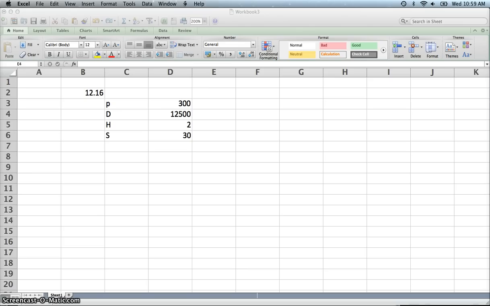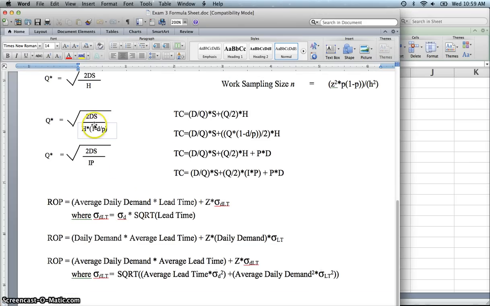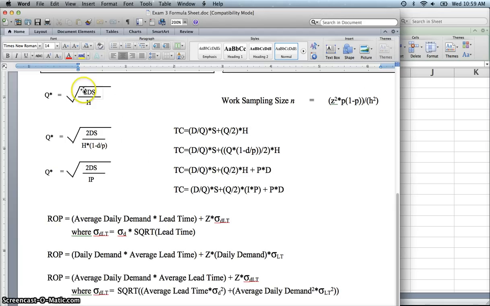Now the difference here is that while we're producing, we're also using or selling some of that inventory. So we're not going to go from zero all the way back up to that point. Even though we will produce to that point, we're actually going to carry a little less in inventory. And so you'll see that it is modified. On the formula sheet, this is the production order quantity one here. You'll see that it's modified.